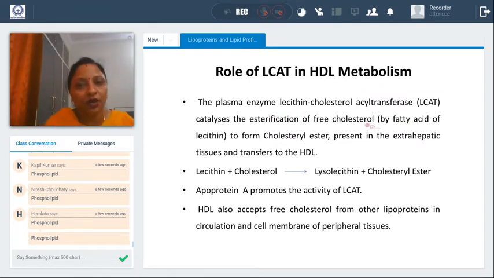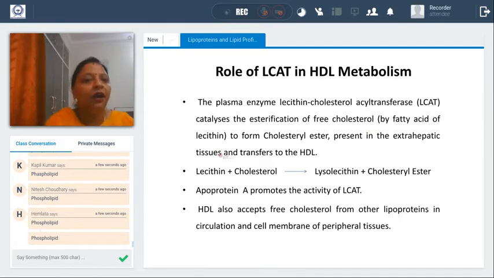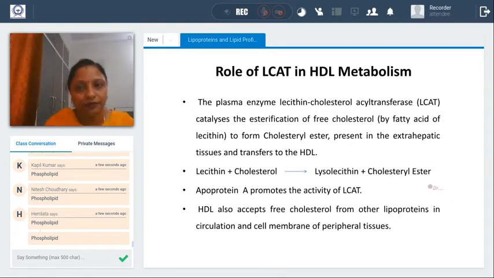The plasma enzyme lecithin cholesterol acyl transferase, that is LCAT, catalyzes the esterification of free cholesterol by fatty acids of lecithin to form cholesterol ester present in the extrahepatic tissue and transfers to SDL. So lecithin plus cholesterol here forms lysolecithin and cholesterol ester. In the presence of the enzyme LCAT, it esterifies this free cholesterol and forms cholesterol ester.